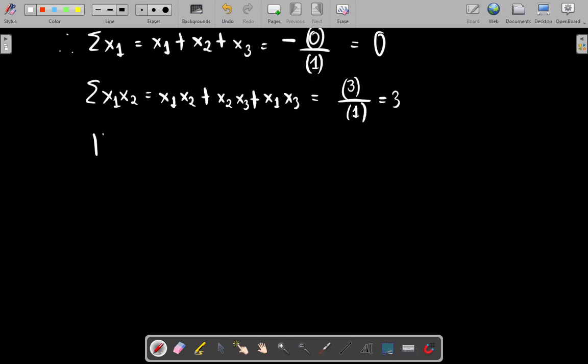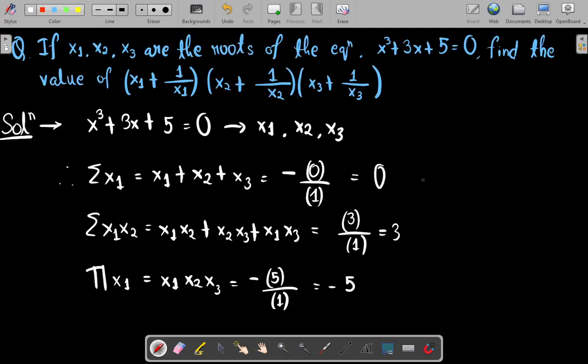And lastly, we have the product of all the roots, which is x1 x2 x3, and this is equal to the negative of the constant term, which is 5, upon the coefficient of x cube, which is 1. So this is minus 5. So these are the three values that are known to us from this given equation. Let us try to simplify this expression now.